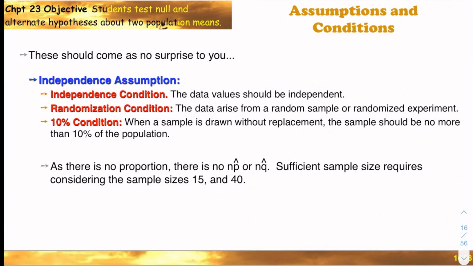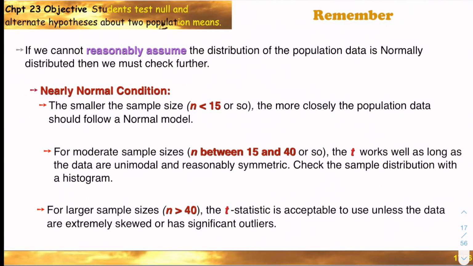So what is the sufficient sample size condition that we need to check for a T distribution? Sufficient sample size requires considering the sample sizes of 15 and 40. If we cannot reasonably assume the distribution of the population is normally distributed, then we must check further. So remember this with our nearly normal condition. The smaller the sample size, think lower than 15 or so, the more closely the population data should follow a normal model. If it doesn't, then we're done.